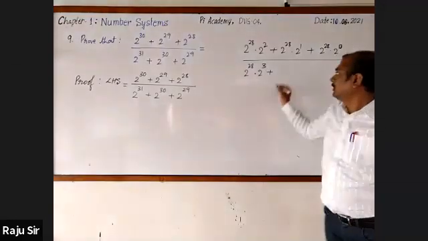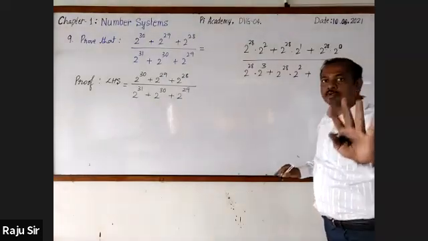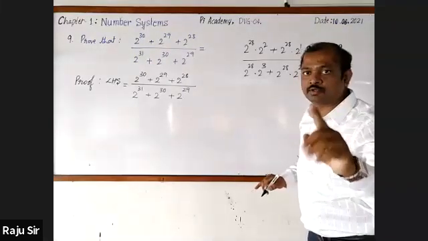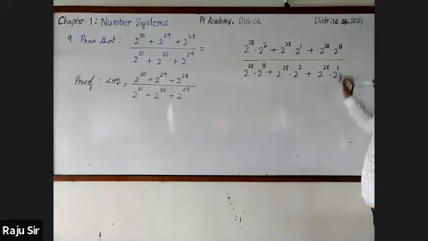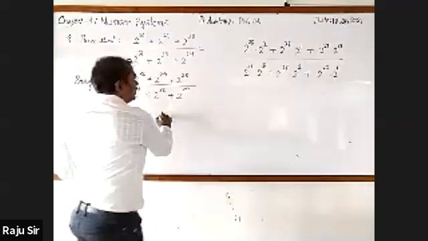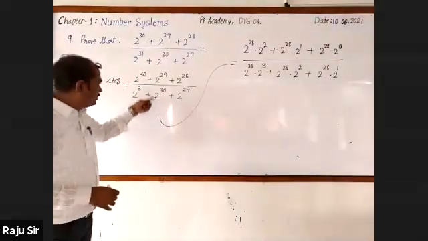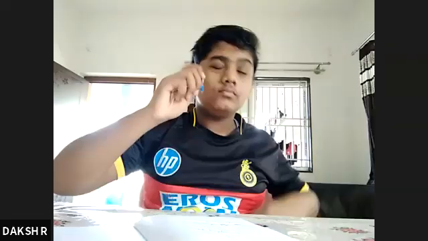3. 2 raised to the power 28 into 2 raised to the power 3. Wait, don't copy. Samar Champi, don't copy. Here, 2 raised to the power 29 is there, so 2 raised to the power 28 into 2 raised to the power 1. Any doubt? No, sir. Then copy. Just below this, you copy that step. Quickly.